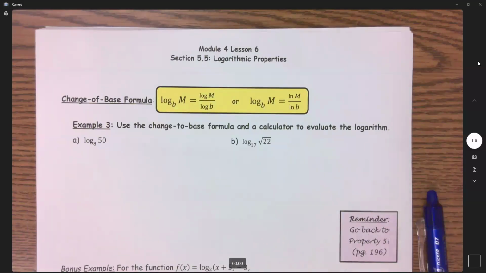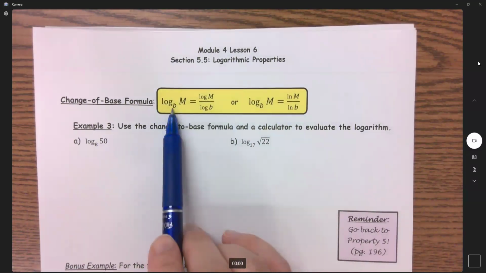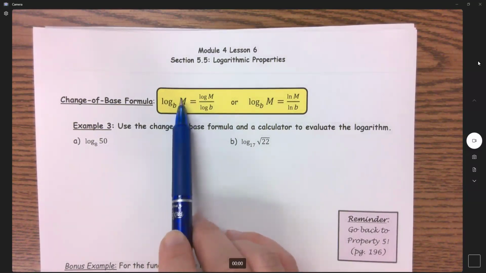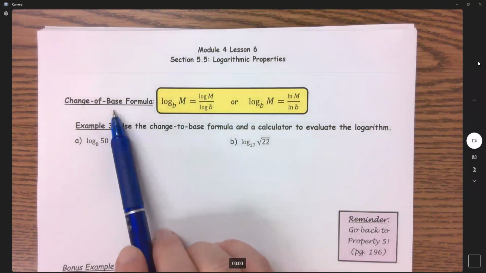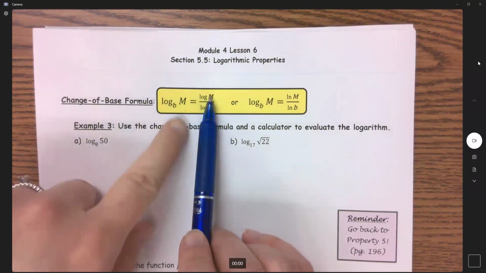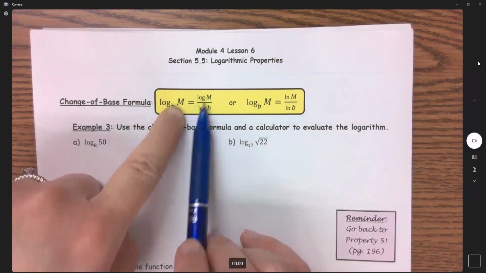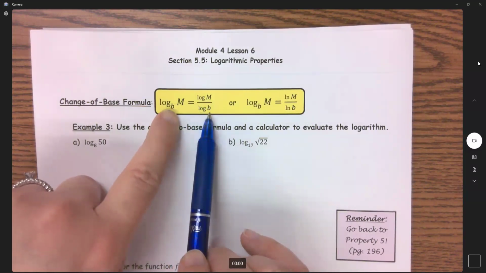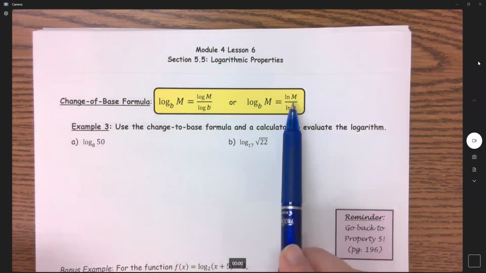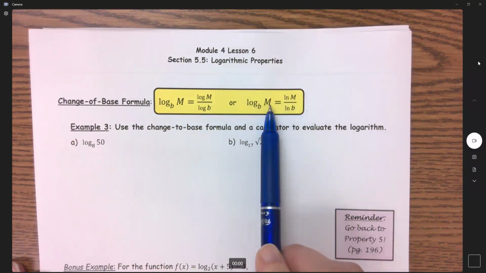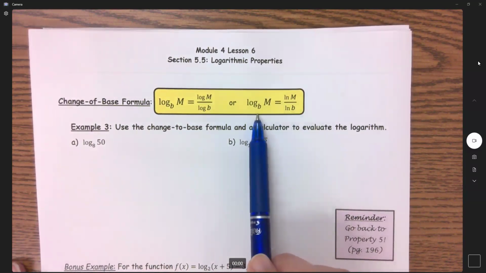The last part of this lesson is your change of base formula. And so it says, if I have log base b of m, so a base of any number here, we can evaluate this in our calculator by using this change of base formula by doing log m, which is your common log, over log b, again, your common log. And this also works if you want to use natural log instead. We would do natural log of m over natural log of b.